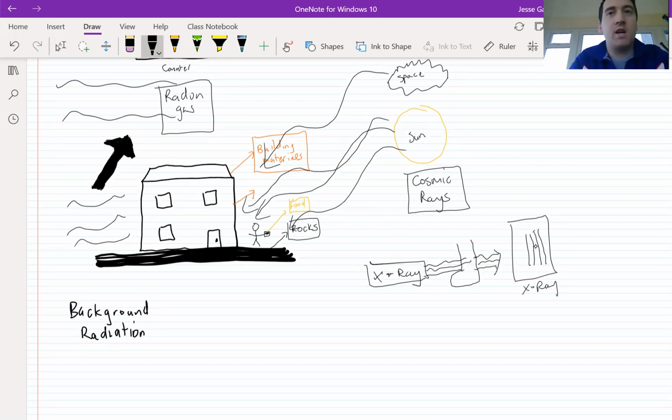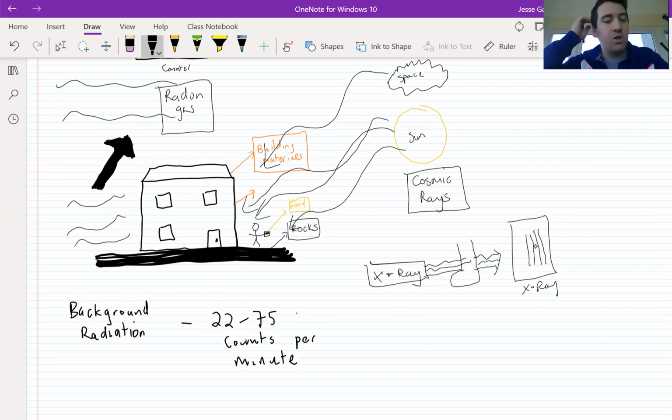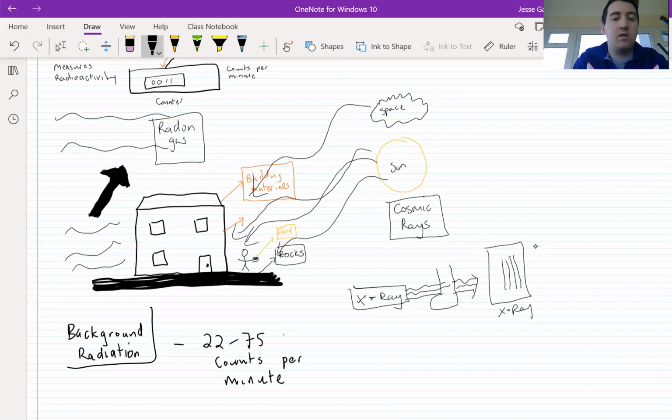Background radiation gets picked up by a Geiger-Muller tube, and it's typically about 22 to 75 counts per minute on a Geiger-Muller tube. So if we're measuring with a Geiger-Muller tube and we just leave it out in our sitting room, there's no radioactive source present, but even still, you will still get a little bit of counting from background radiation. It's when the numbers go way above 75, then we would know, oh, there must be an extra source of radiation around somewhere. So that is background radiation.